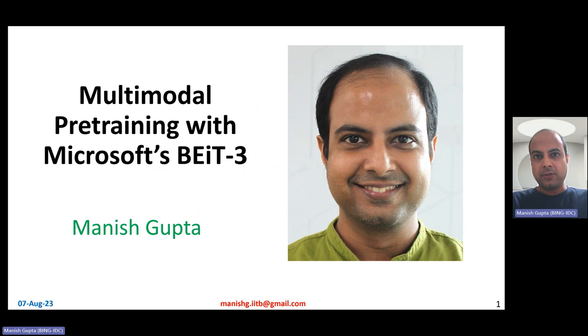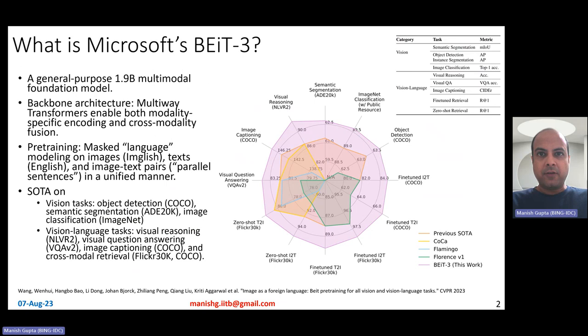So let's get started. What is Microsoft's BEiT-3 model? Well, it's a general purpose 1.9 billion multimodal foundation model. So, it's a multimodal model and it has about 2 billion parameters. That's the way to think about it.